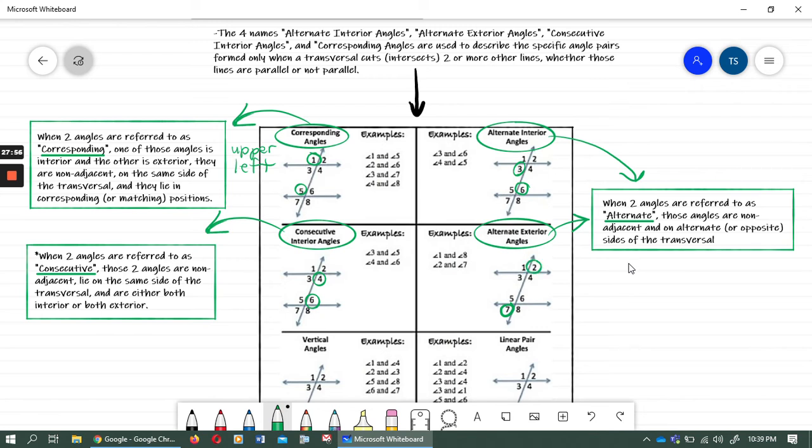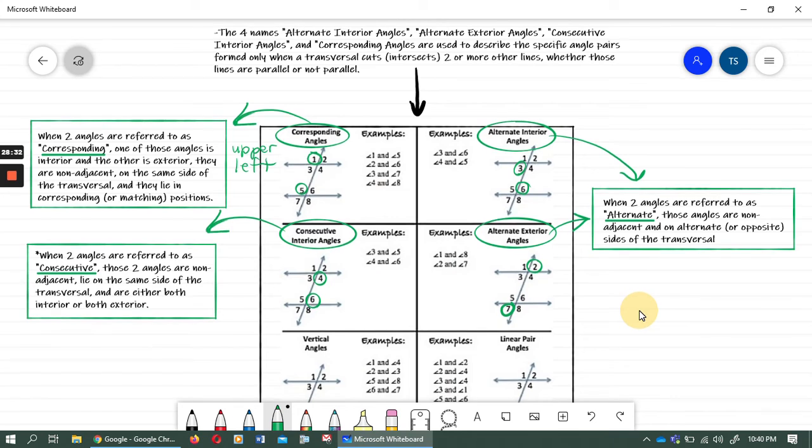So the only other one that's on the opposite side of the transversal besides angle 8 would be angle 2. The only other exterior angle that's on the opposite side of the transversal and not adjacent to it would be, for example, angle 2 and angle 7, which would be considered alternate exterior angles. And as you see written here, the other pair of alternate exterior angles would be angle 1 and angle 8.